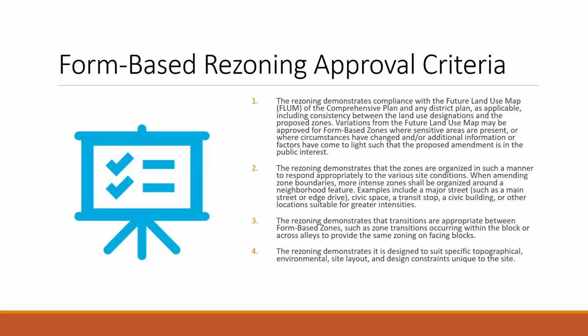The 4 criteria the city uses to evaluate rezoning to form-based zones are 1, demonstration of compliance with the comprehensive plan and future land use map. 2, demonstration that the rezoning is organized in such a manner to respond appropriately to various site conditions. 3, demonstration that transitions are appropriate between form-based zones. And 4, demonstration that the rezoning is designed to suit specific constraints unique to the site. The following slides will summarize the staff's analysis of how the proposal meets these criteria.